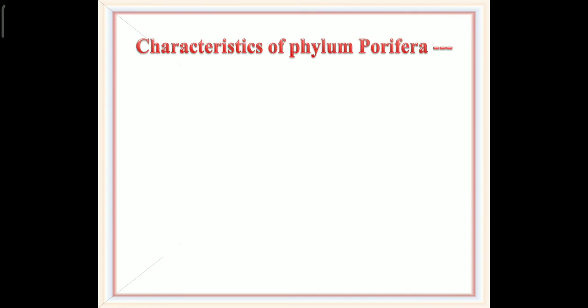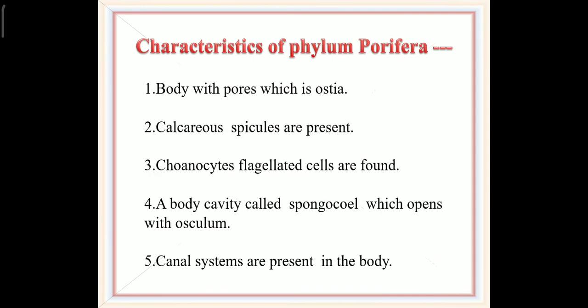Now, let's discuss some important characteristic features of the phylum Porifera. The phylum Porifera has several characteristic features. Number 1, body with pores, which are ostia. Calcareous spicules are found, and choanocyte flagellated cells are found. A body cavity called spongocoel, which opens with the osculum. Canal systems are present in the body.